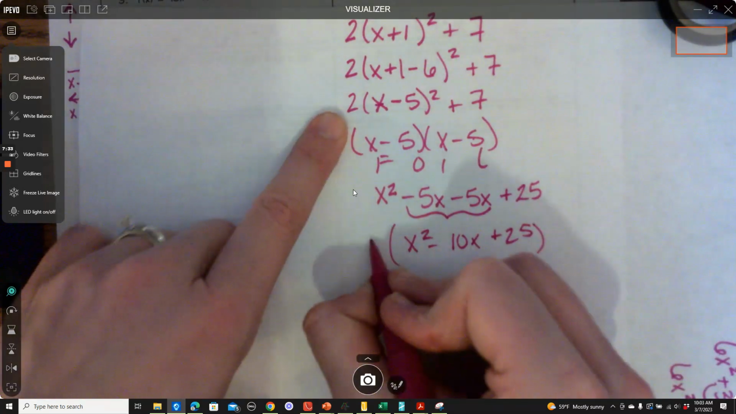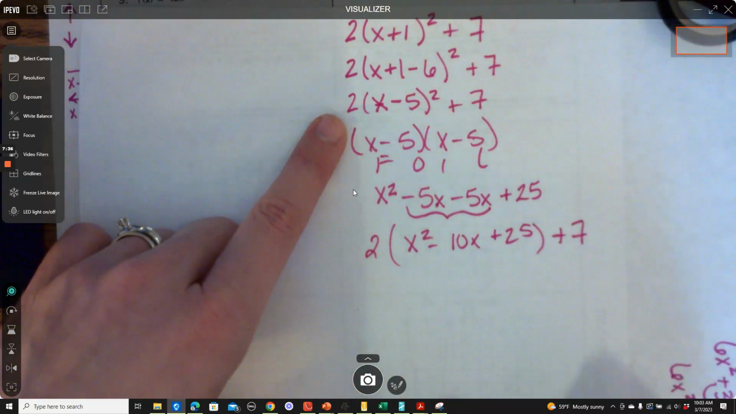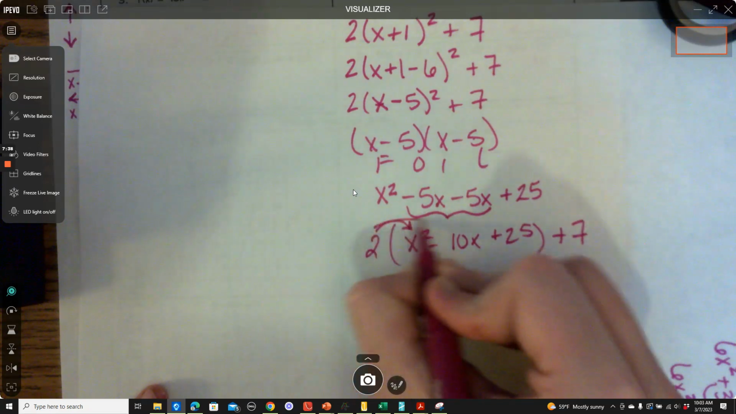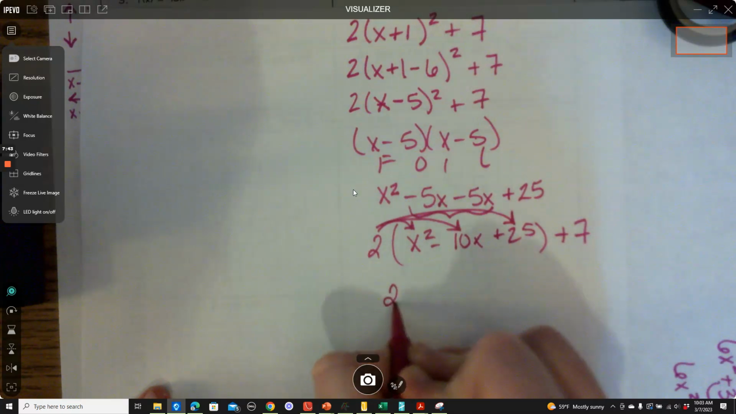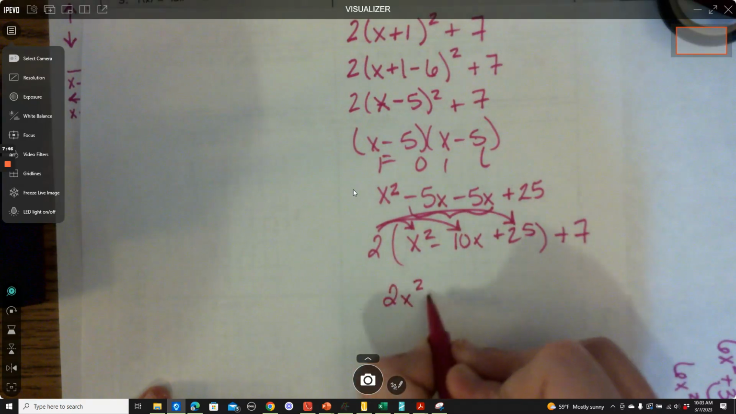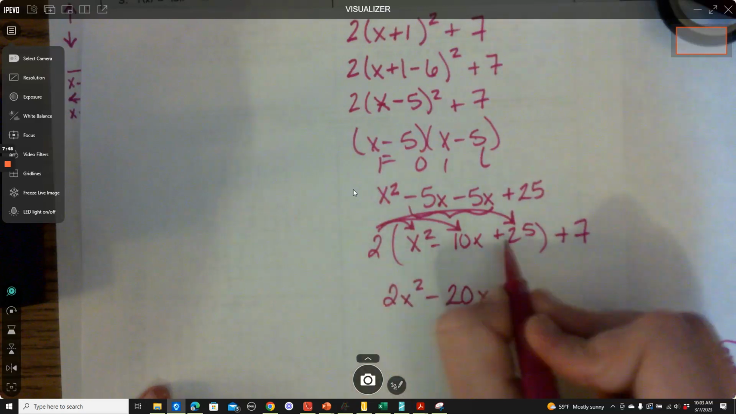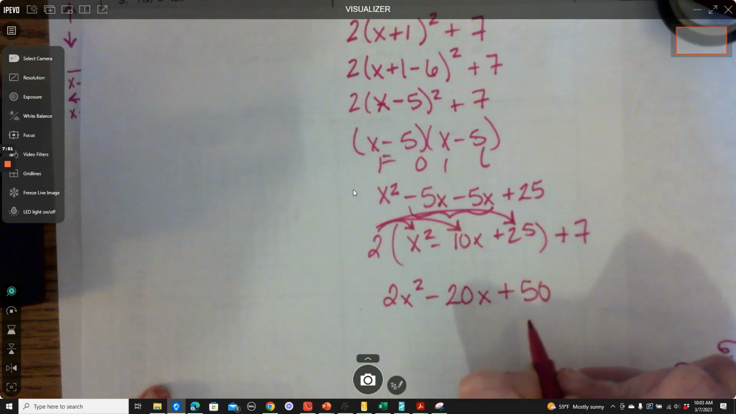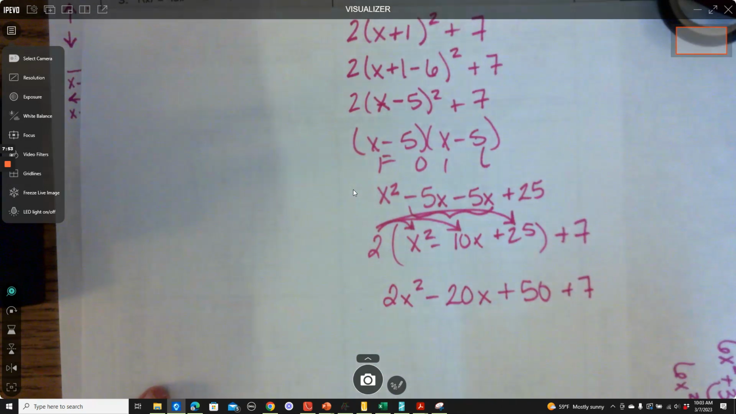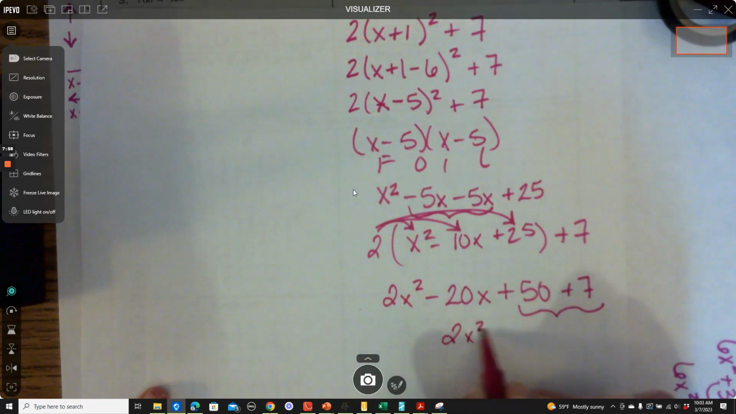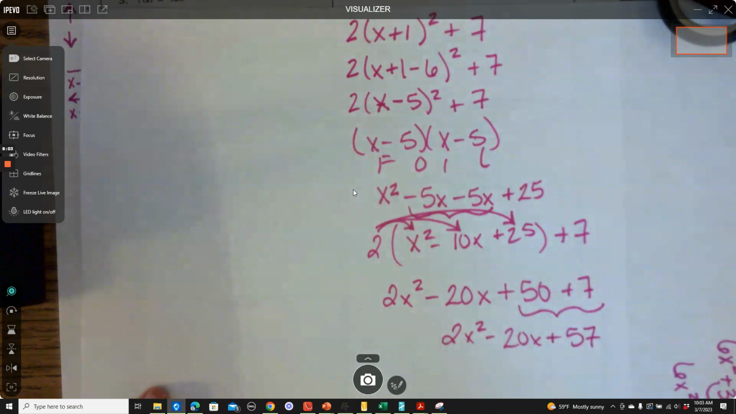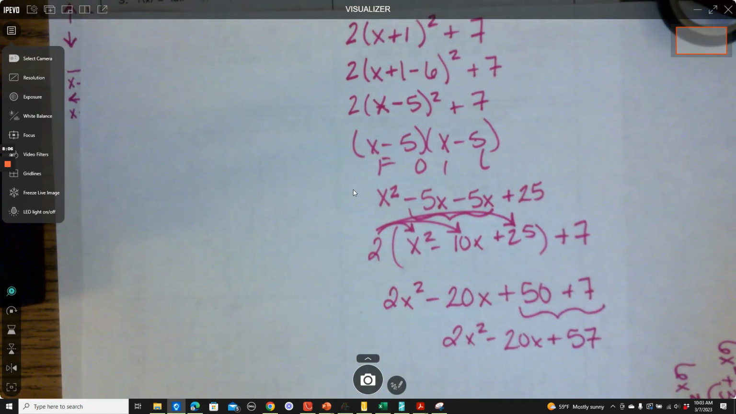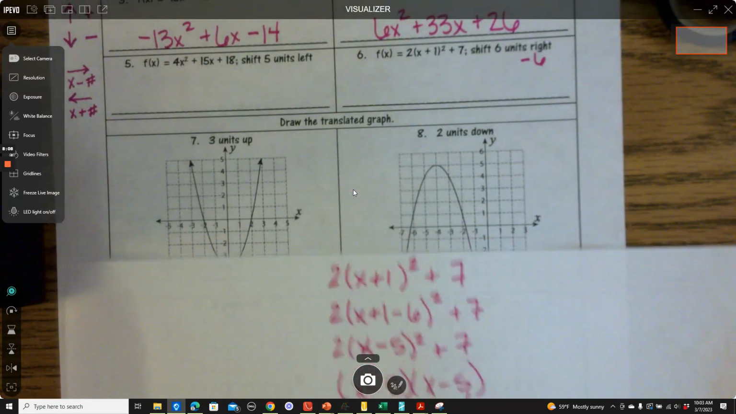Now, I still have, though, this 2 out here and this plus 7. So I'm going to distribute this 2. So 2 times x squared is 2x squared. 2 times negative 10 is negative 20. 2 times 25 is a positive 50. And then I've got that plus 7 on the end. Combine like terms. 2x squared minus 20x plus 57. And I'm done. Now you can see why I hate these.